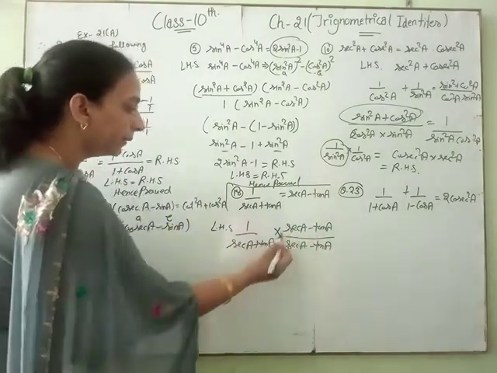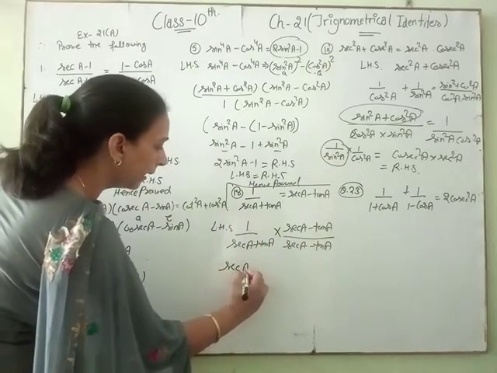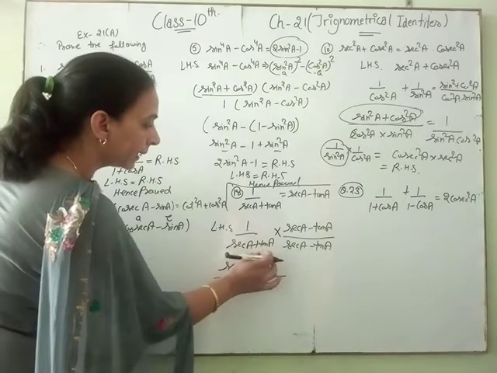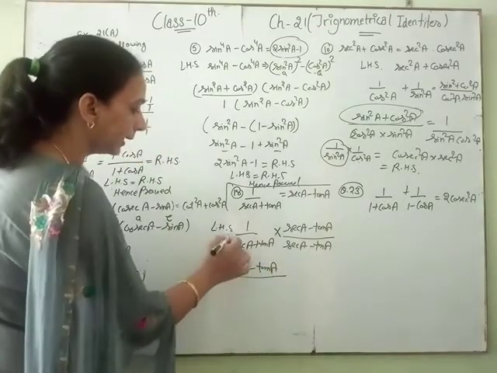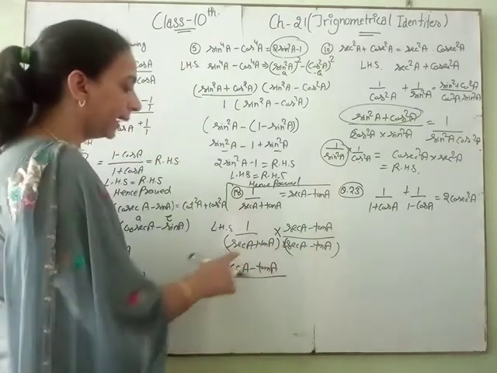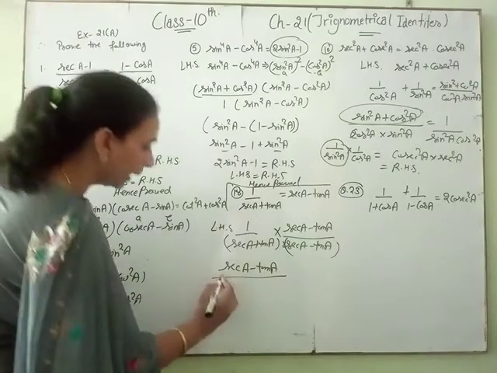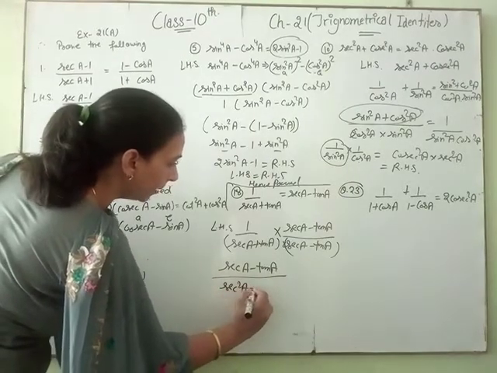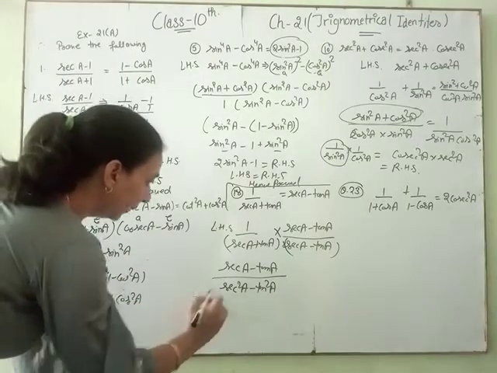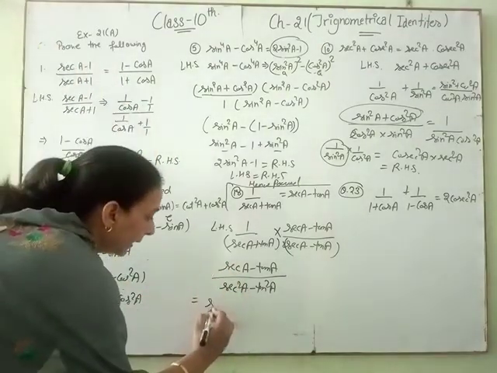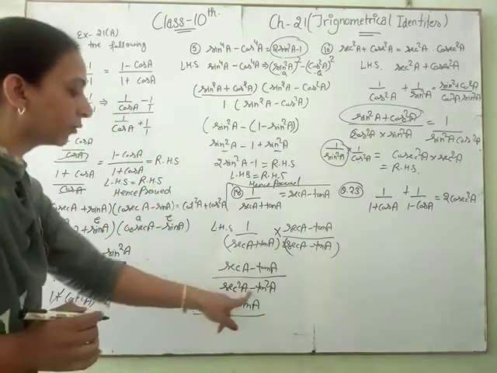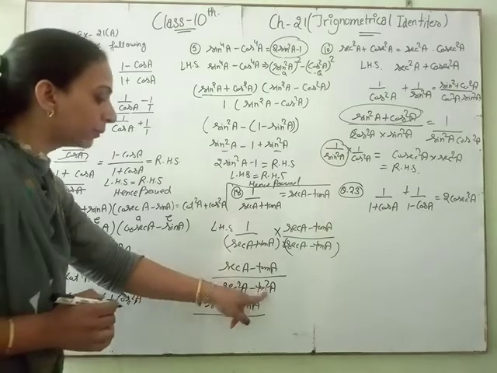Numerator, when multiplied, is secant A minus tangent A by secant A plus tangent A, secant A minus tangent A. Multiplication of this, A plus B, A minus B, equal to A square minus B square. That means secant square A minus tangent square A. Left numerator as it is, secant A minus tangent A. And what is this? Secant square A minus tangent square A, students, is equal to 1.